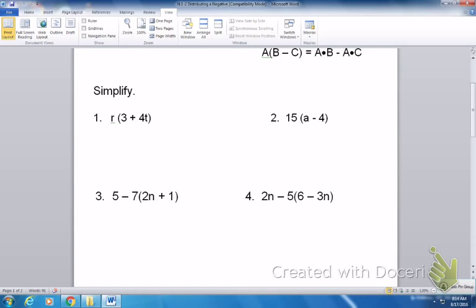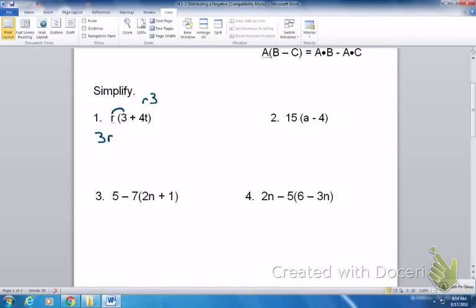So let's look at number one. It's R times (3 plus 4t) in parentheses. So let's do exactly what it said up on the distributive property. I'm going to take the term outside times the term on the inside in the first spot. R times 3 is just 3R. Now, I know a lot of you want to write R3 because it's R times 3, but we want to put the numbers in front of the variables. It makes our lives a little bit easier.